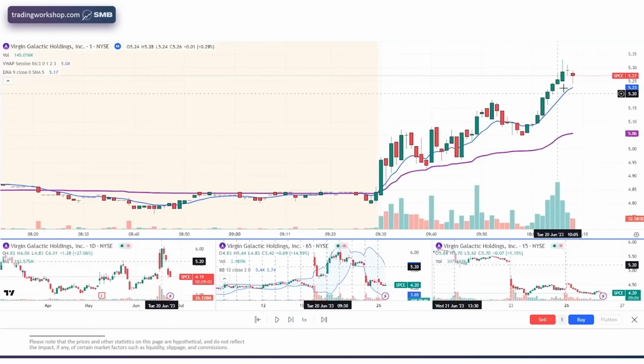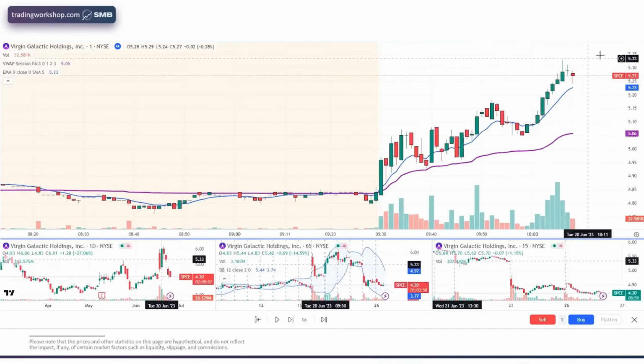All right, we just rode that momentum all the way up. Usually we would want to work our way out of the trade, or a lot of people would say, oh, I'm looking for this price target or that price target.